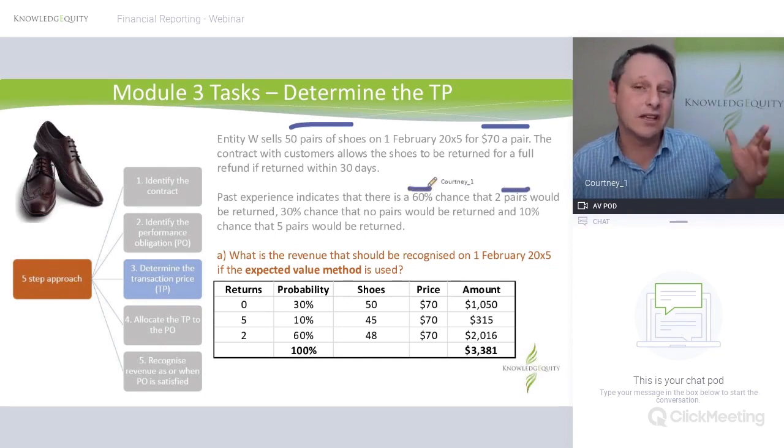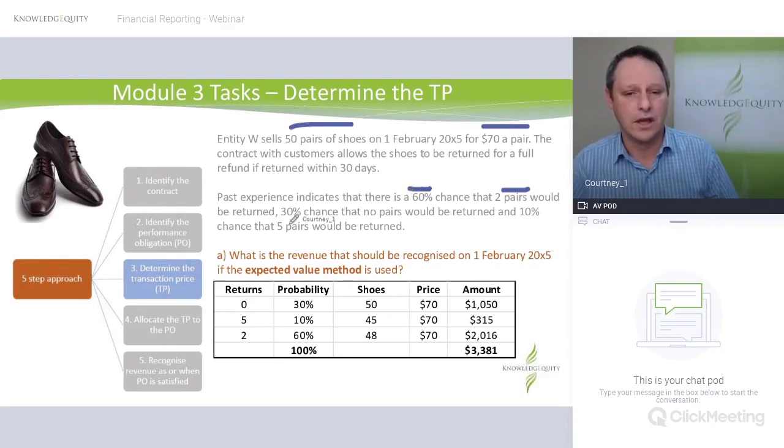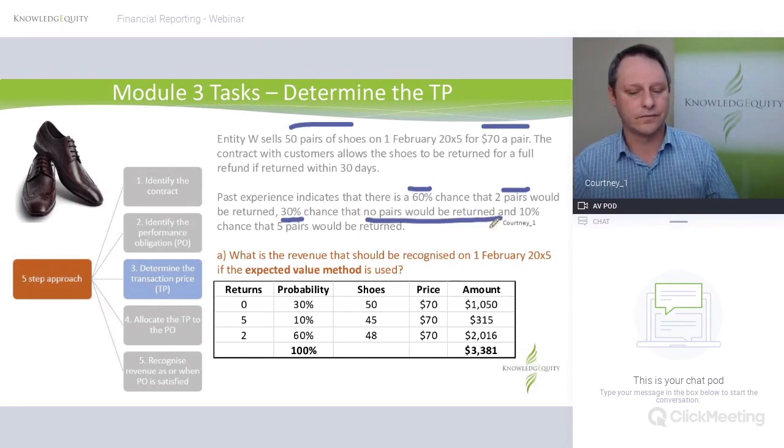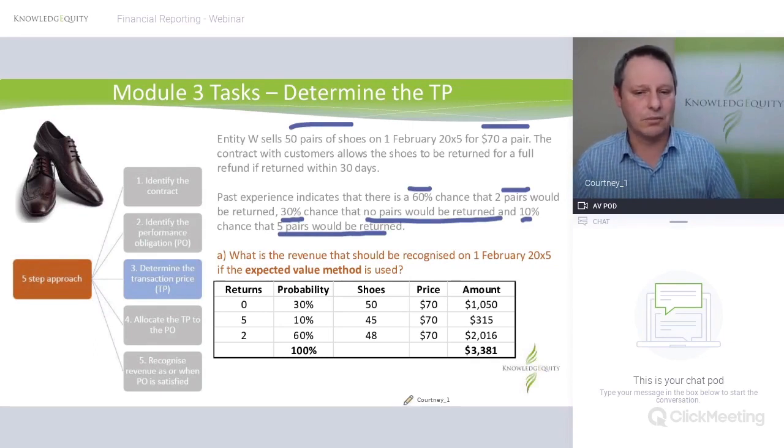60% of the time in the past, 2 pairs out of 50 would be returned. There's nearly a 1/3 chance that no pairs would be returned, and that's fantastic. So 30% of the time that happens, and then a 10% chance something's gone horribly wrong and 5 pairs get returned. So we can work out the expected value that we're going to receive in this case based on probabilities.